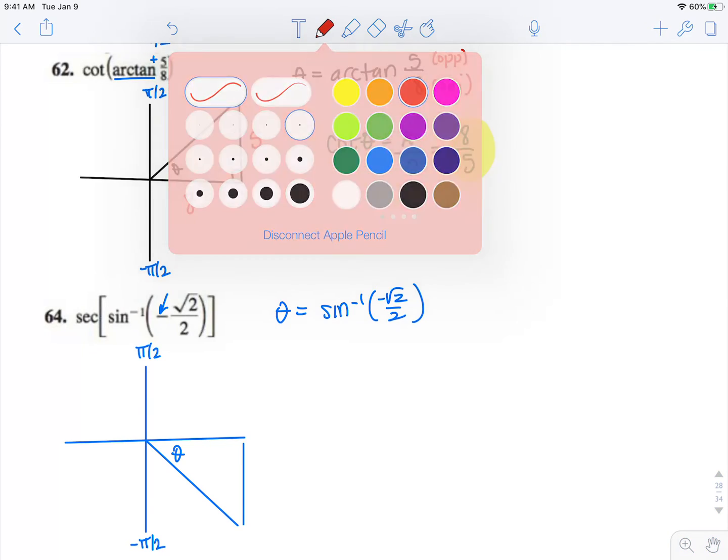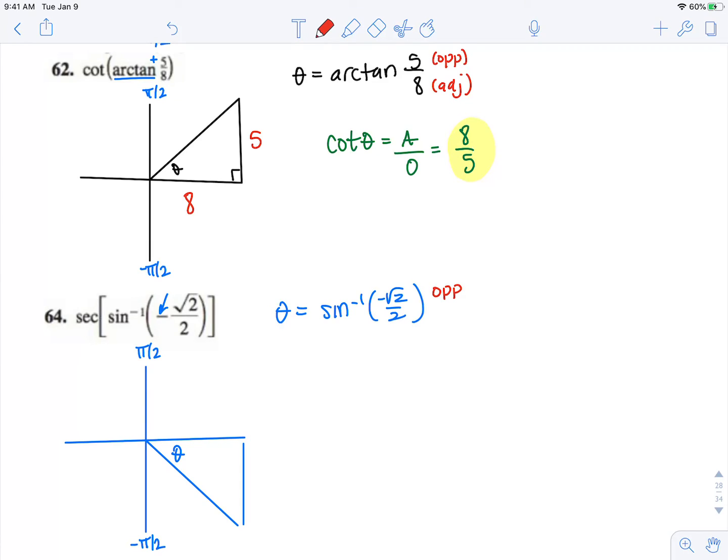So for sine, that is my opposite over my hypotenuse. So negative square root 2 over 2 means that this side has to be negative square root 2, and my hypotenuse is 2.